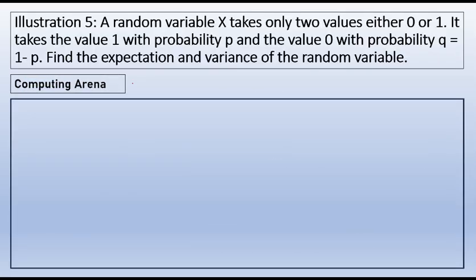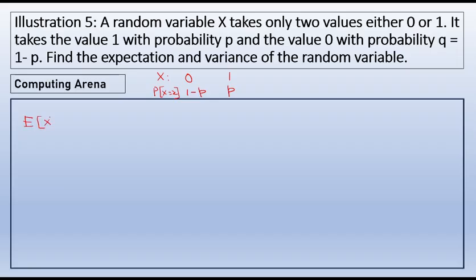Now let us start the next problem. Here we have x takes the value 0 or 1. It takes 1 with probability p and 0 with probability q equal to 1 minus p. Find the expectation and the variance of x. So it seems to be easier than what we have done so far. So let us start with writing the distribution. It takes the value 0 with probability 1 minus p, so probability of x equal to 0 is 1 minus p, and it takes the value 1 with probability p. Summation of the probabilities is equal to 1.